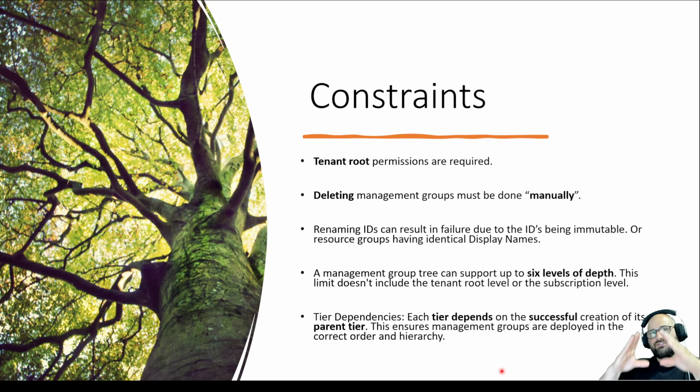Because a management group structure is like a pyramid, we need to make sure, because the lower layer depends on the layer above, that we create it from top to bottom. If tier 0 fails, everything below fails. If tier 3 fails, everything below tier 3 fails because of that dependency.